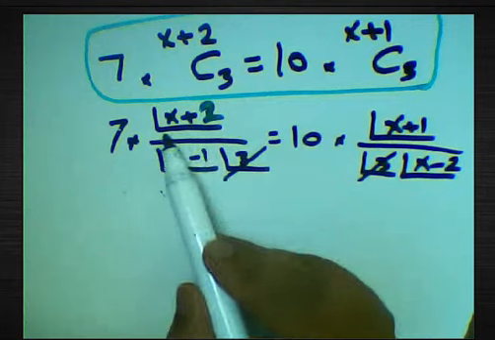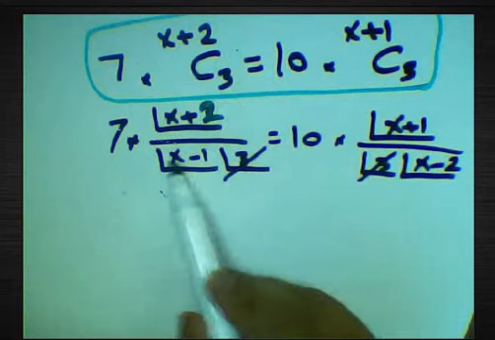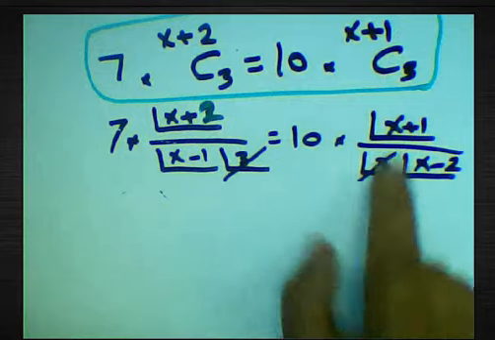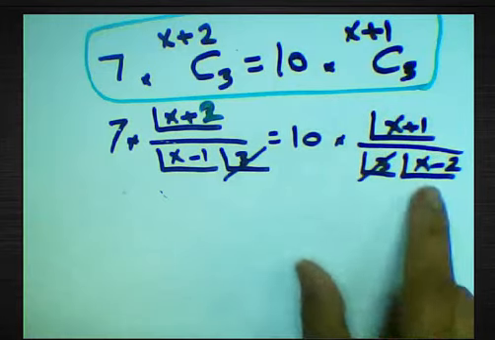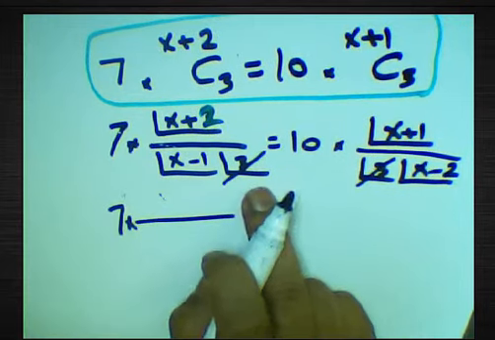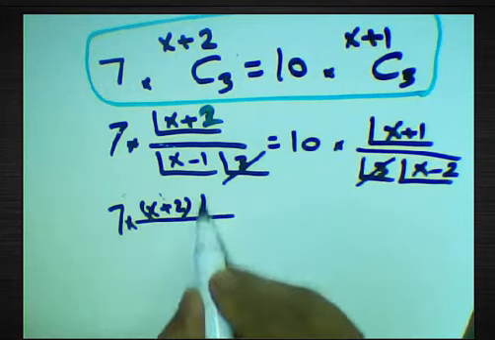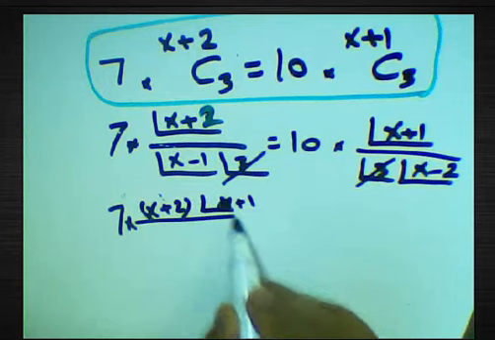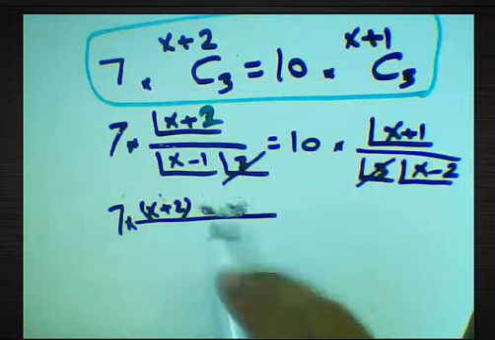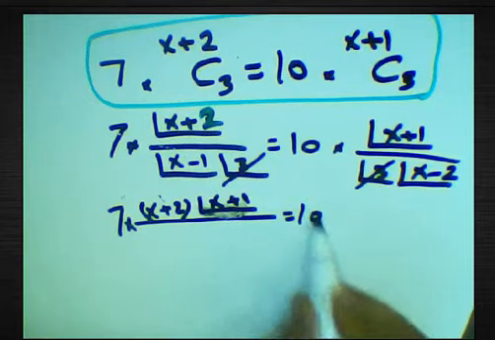7 multiplied by factorial (x+2) over factorial 3 multiplied by factorial of the difference, (x+2) minus 3, which is x minus 1, equals 10 multiplied by factorial (x+1) over factorial 3 multiplied by factorial of (x+1) minus 3, which is x minus 2. Then we can write 7 here, and first cancel factorial 3 by factorial 3, and write (x+2) outside here, multiplied by (x+1), and write (x+1) again outside to cancel, or write (x+2) multiplied by (x+1), and write 10.